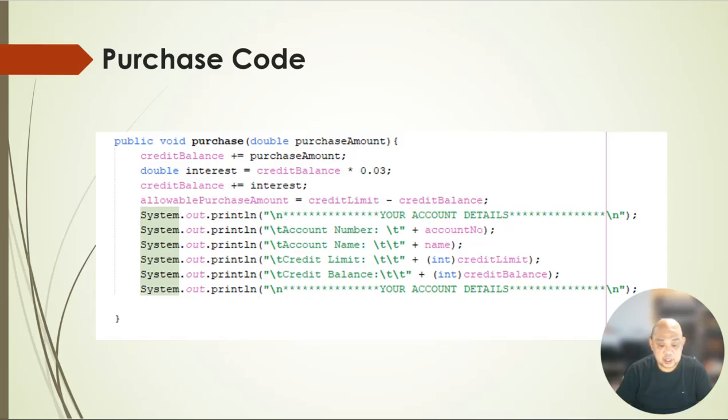The next method is the purchase with parameter double purchase amount. This method will compute the interest and the credit balance of the account. Credit balance plus the purchase amount, and the total will be equal to the credit balance. The interest is 3% of the credit balance. Credit balance plus interest, then assigning the value to the credit balance. Then allowable purchase amount is equal to credit limit minus credit balance after the computation.